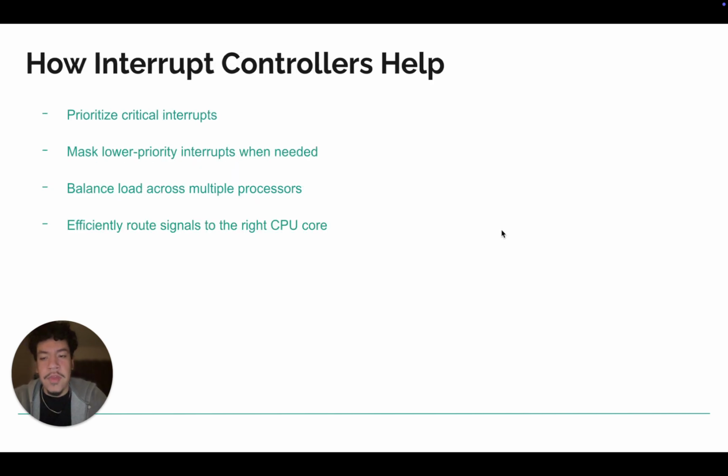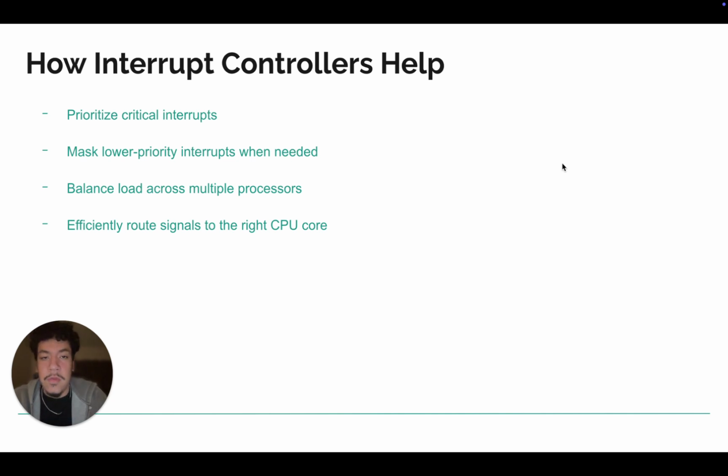Now, how do they help with efficient handling? So prioritization, they decide which interrupt gets handled first, and there's also a thing called interrupt masking. These can temporarily block lower priority interrupts, so more urgent ones can get through.